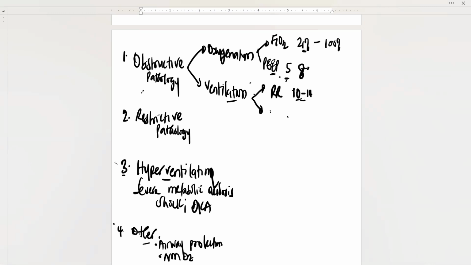Remember, like we said yesterday, we know that 6 cc per kg of ideal body weight to 8 cc per kg is considered safe, right? So in this patient, because I'm setting their rate on the lower end, I normally set their tidal volume on the higher end. So I put the tidal volume at 8 cc per kg of their ideal body weight.